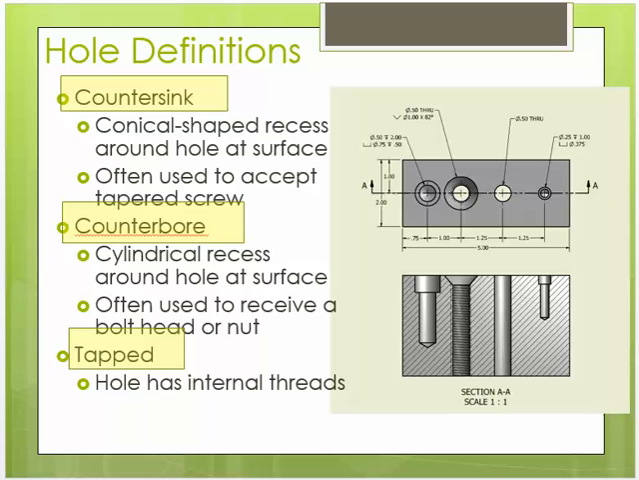Okay, now this is the same one, same drawing, and what they've done is they've added to it. So what we want to point out here then is a countersink. It's a conical shaped recess around the hole at the surface. So a countersink, for example, all right, a countersink would be right here. Is what they're giving us an example of. Notice what it looks like in our section view here. This right here is our countersink.